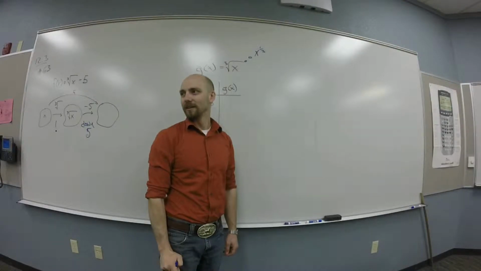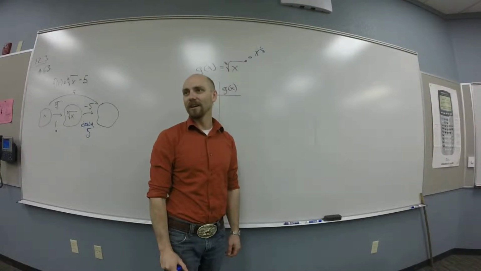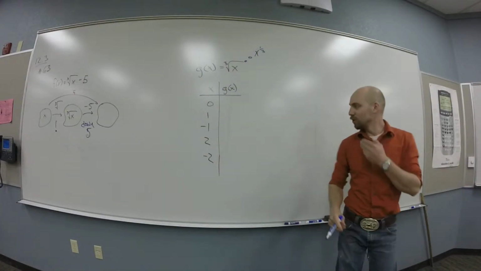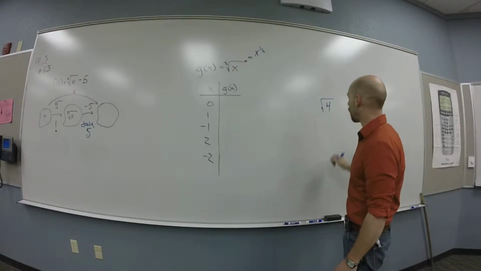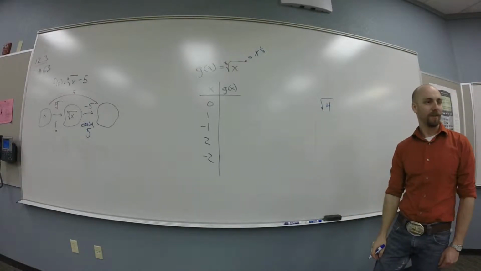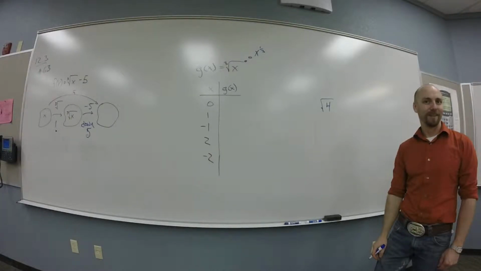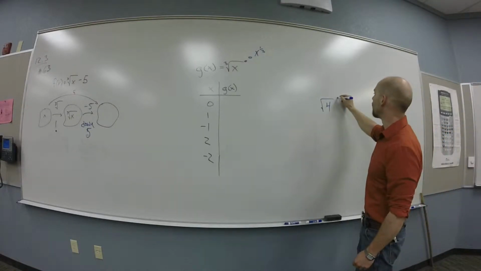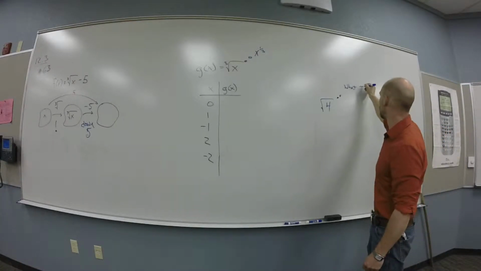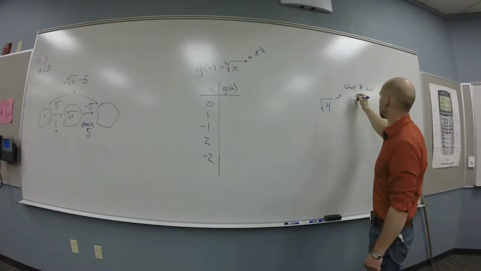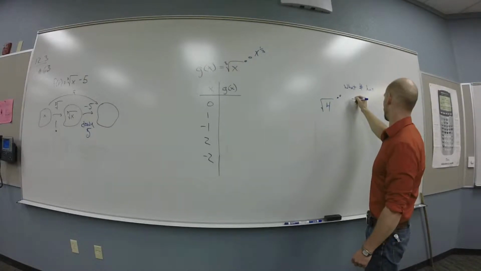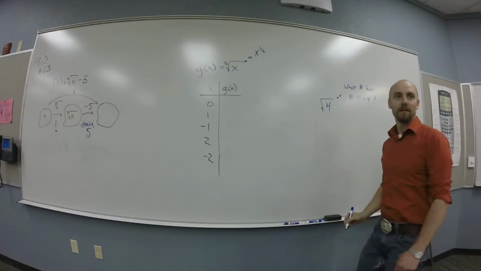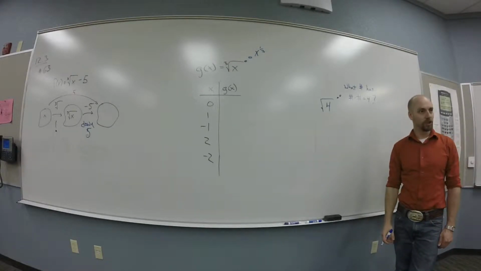Close. Square rooting is the opposite of squaring, right? You see that? So what do you think when you see the square root of 4? What do you think to yourself? 2. Why do you think 2? Yeah, you're really thinking, what number times number equals 4, right? You see how you search that in your head?